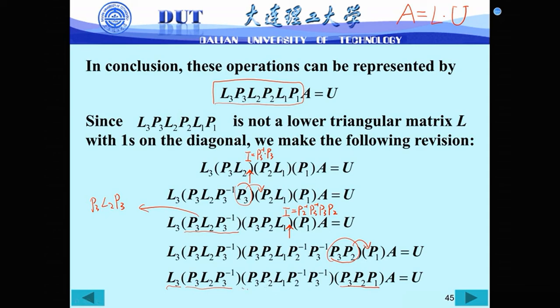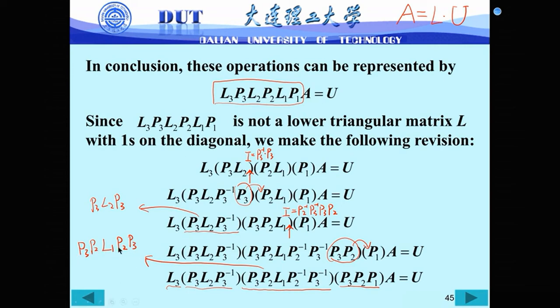Again, you see, this product is interesting, right? Why? Because the middle one is just L1. Okay, now you see, left side and right side, P2 inverse. We know P2 inverse is just itself, right? So, P2 here. And here is P3, and also here is P3 inverse. So, that means here we have P3 here, and also P3 here. It's okay for you?